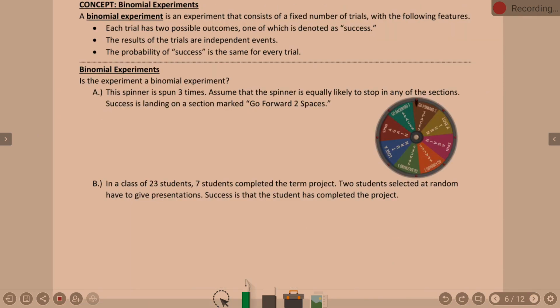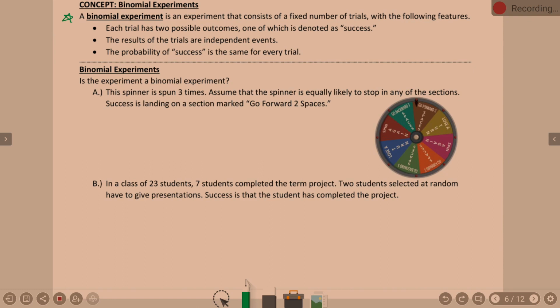Okay, so probably the last topic of the day, binomial experiments. Okay, so you have some key pieces here about what a binomial experiment is. There's certain pieces it has to meet. A binomial experiment is an experiment that consists of a fixed number of trials with the following features.